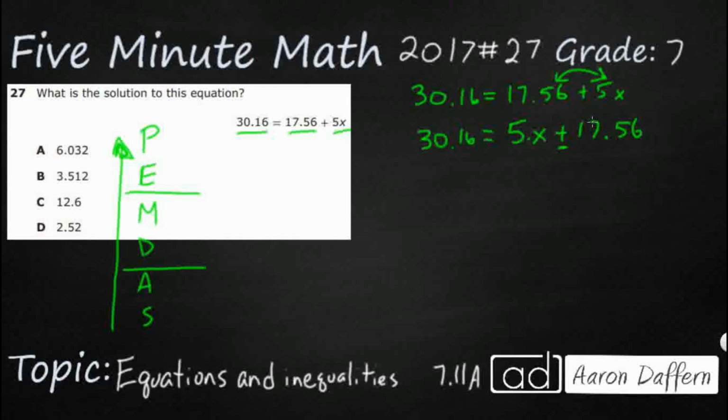So starting from the bottom up, what do we see? We don't see any subtraction, but we do see an addition. It's this plus 17.56. So we are going to use the inverse operation of subtraction to get rid of it. So plus 17.56 minus 17.56 obviously cancels itself out, and we're left with this 5x on the right side. But in order to maintain a balanced equation, we need to subtract 17.56 from both sides.